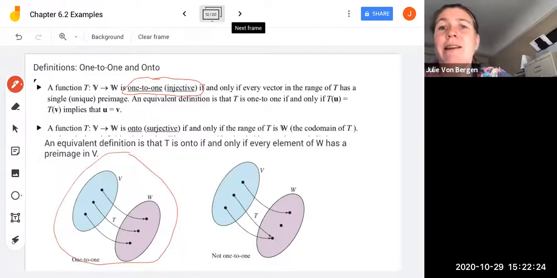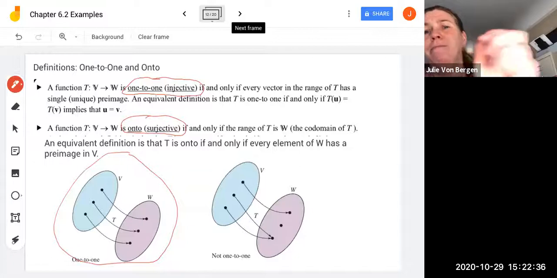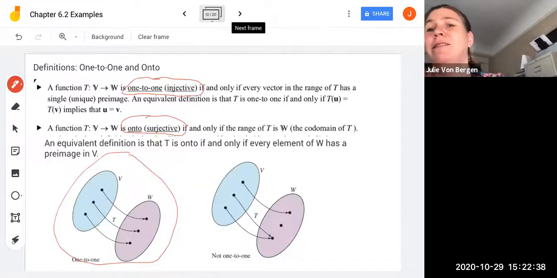So our second definition is that a function T mapping V to W is onto, or also known as surjective, if and only if the range of T is W, the codomain of T. An equivalent definition is that T is onto if and only if every element of W has a pre-image in V. So you can see here, this is not one-to-one in our second diagram because two elements from V map to the same element in W.